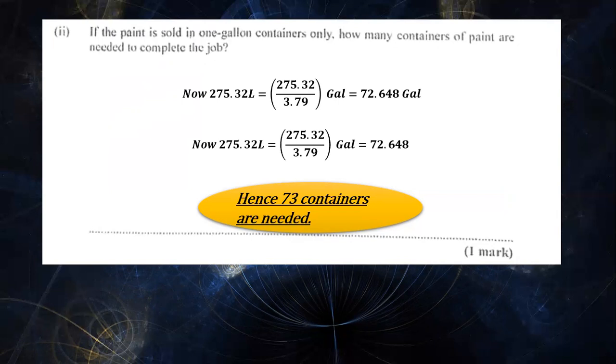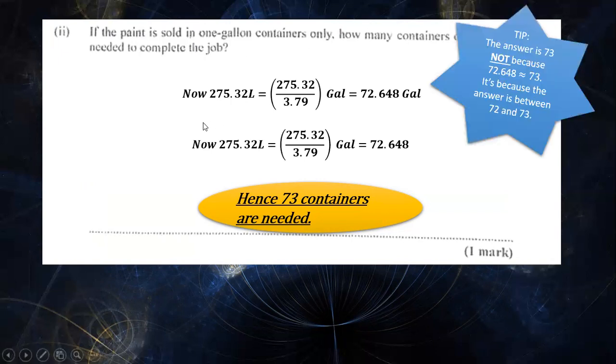So even if you had 72.1 or 72.3, which is less than 5, you're still going to need 73 containers. It's not a rounding off issue. It's a real world problem. And if you have to get 0.3 of a gallon, anything above 72 gallons, you'll need a whole other container of paint. Okay? I hope that's crystal clear to everybody.